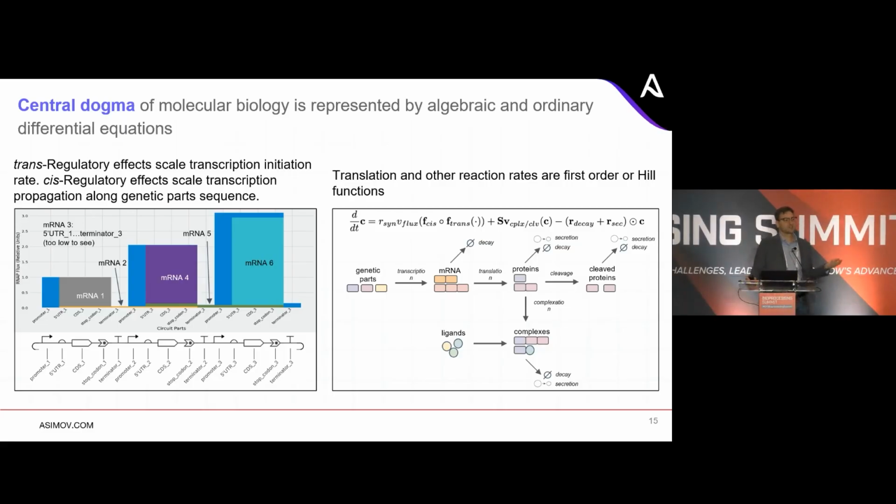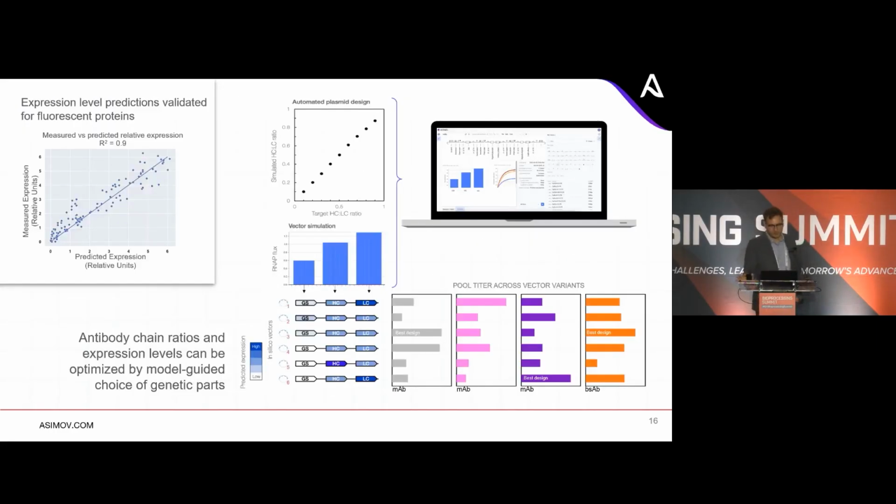And so that's the source term in our model. The rest of the model of translation, of complexation, secretion, decay is basically reaction models, right? So a set of nonlinear ordinary differential equations that we build to represent each of those reactions. And then by integrating that over time, we get the dynamics of expression. So we've previously validated this genetic circuit simulator on fluorescent proteins, and we're currently in the process of validating it on antibodies, both canonical mAbs and bispecifics with multiple architectures.